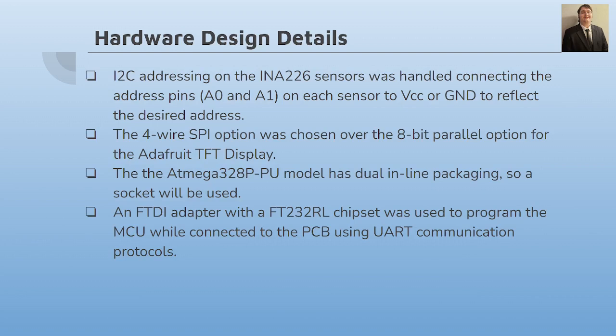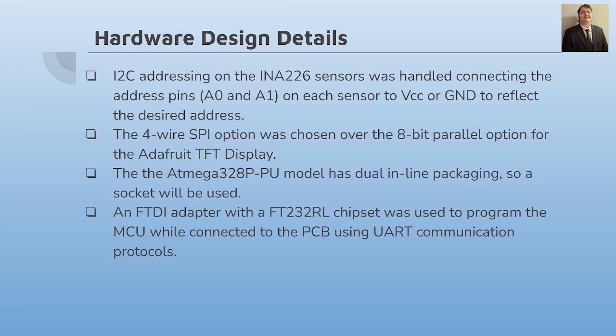The shunt sensors had address pins that were either connected to VCC or ground to assign an address. The 4-wire SPI option was chosen over the 8-bit parallel option, as the improved speed offered by the 8-bit option was not necessary for this project.